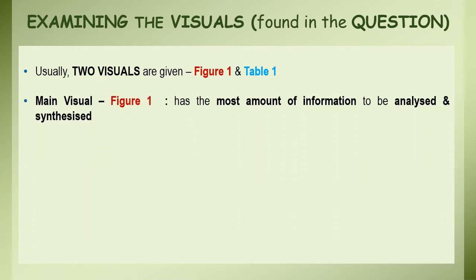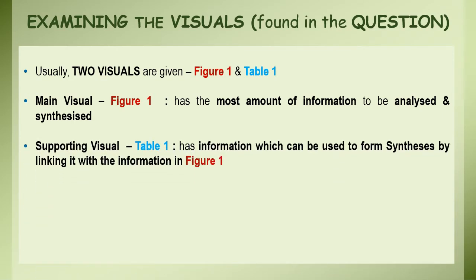Look for the main visual first. Usually, it's the first visual. In this case, it's Figure 1. It has the most amount of information to be analyzed and synthesized. The second visual is the supporting visual. It has the information which can be used to form synthesis by linking it with the information in Figure 1.